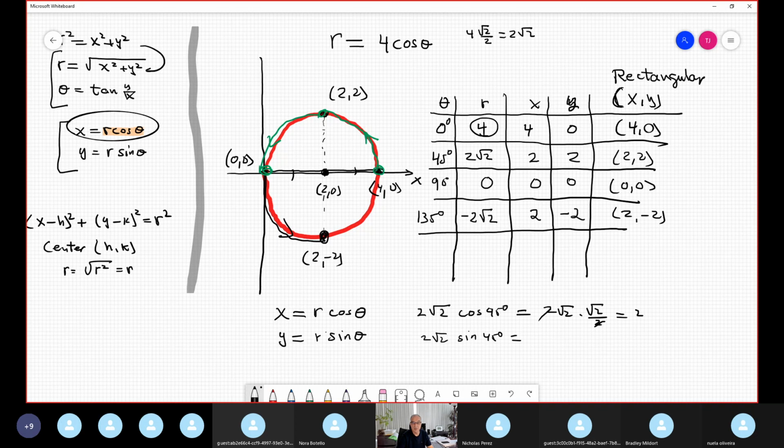I am here now. And finally, 180. Cosine 180 is negative 1, times 4 is negative 4. And the point is negative 4,0. Wow, we get this point again. I come back to this point. Pero wow, professor, it's negative. The negative radius, okay, good.